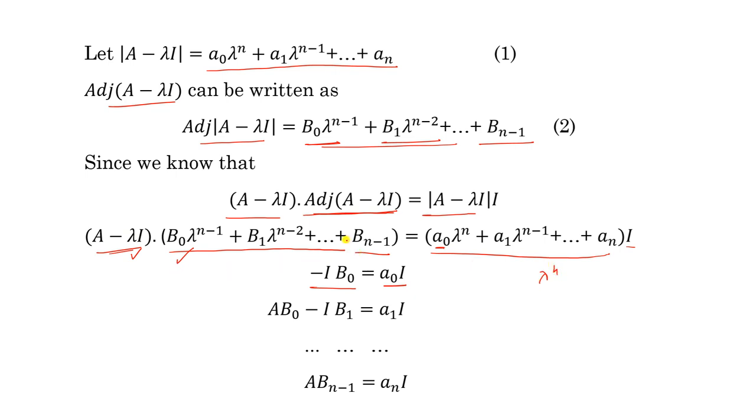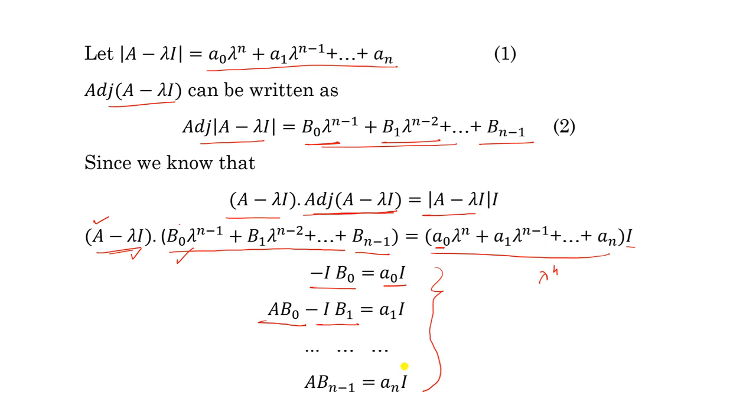Now second, lambda raised to power n minus 1. How can we get lambda raised to power n minus 1? Multiply A with B0 lambda^(n-1), and the first part will be A B0. If you multiply lambda I with B1 lambda^(n-2), then again you will get lambda^(n-1). So the coefficient will be minus I B1. So this is the coefficient of lambda raised to power n minus 1 on the left hand side. On the right hand side, this is a1 I. Similarly you can write all these coefficients here.